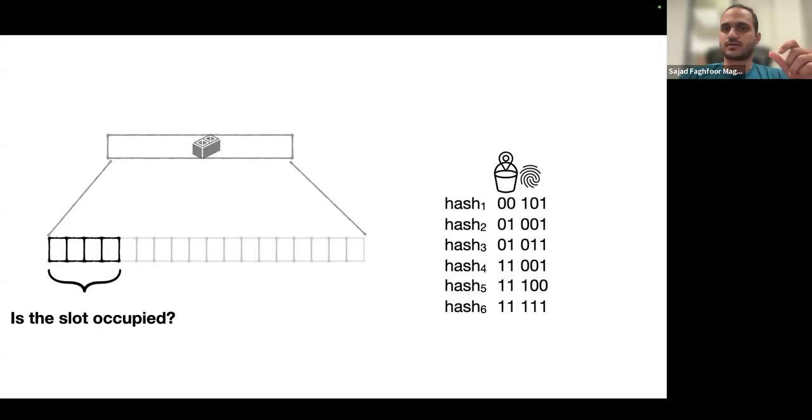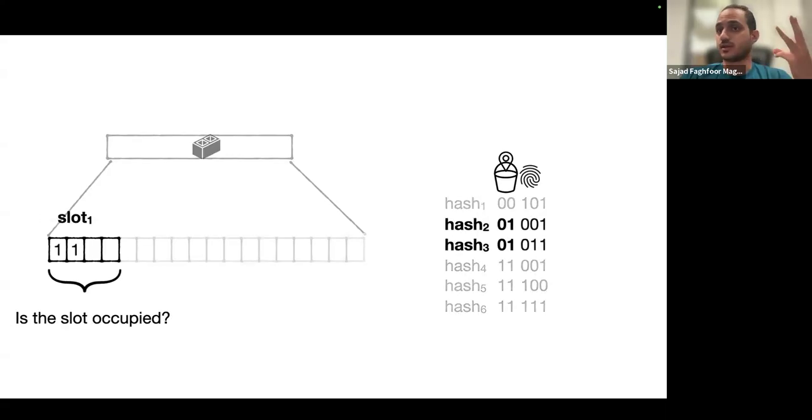Our block starts with a segment that is responsible for answering this question: is the slot occupied or not? So the first 4 bits are enough for answering something like that. In this case, slot 0 is occupied, slot 1 is occupied, slot 2 is not occupied, and slot 3 is occupied.